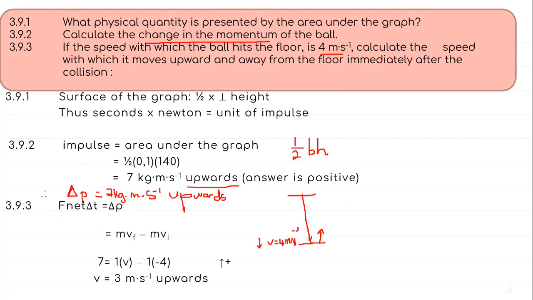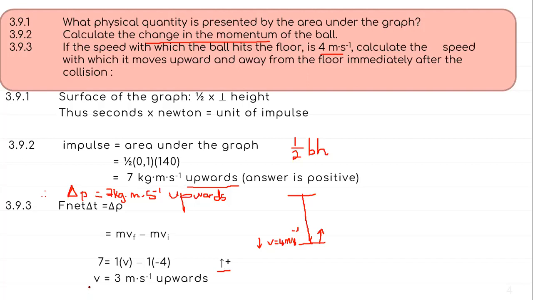Then the impulse, which is 7 kilograms meter per second, is equal to the mass, which was 1 kilogram, multiplied by the speed with which it leaves the ground. That will be v because we don't know its value. Minus the mass of the ball, still 1 kilogram, multiplied by the initial velocity of the ball, which is 4 meters per second, negative. It is negative because we chose upwards as positive. So when it was hitting the ground, it was going downwards.